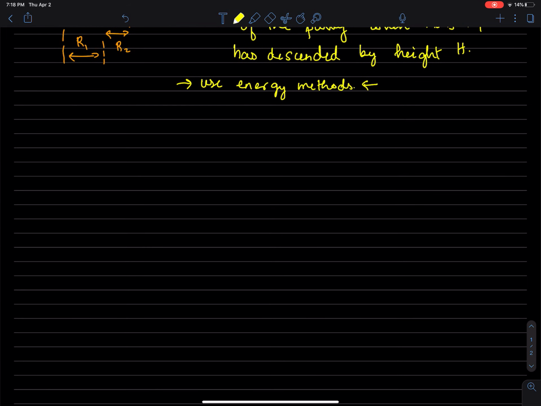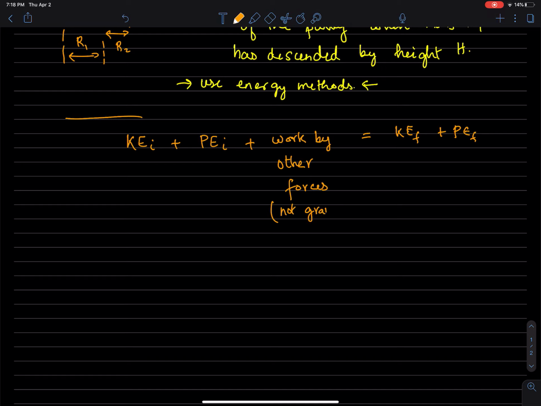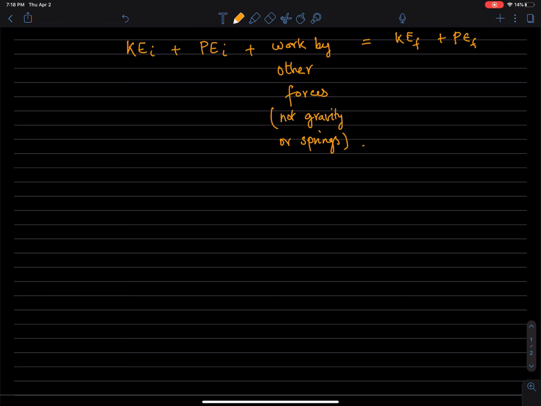Okay, for energy methods, of course, you always start with this key equation. Kinetic energy initial plus potential energy initial plus work by other forces equals kinetic energy final plus potential energy final. By other forces, we mean not gravity or springs. Okay, so that's the main equation.